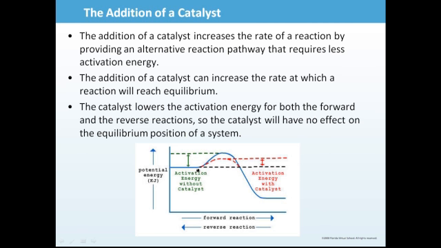So the addition of the catalyst only increases the rate of the reaction, and it does it for both the forward and the reverse reaction. As a result, because it does the same exact thing for both the forward and reverse reaction, it has no effect on the equilibrium position. So don't get tricked by a test question if it says what happens if you add a catalyst, because it does not affect the equilibrium position, since it's providing that alternative pathway for both the reactants and the products.